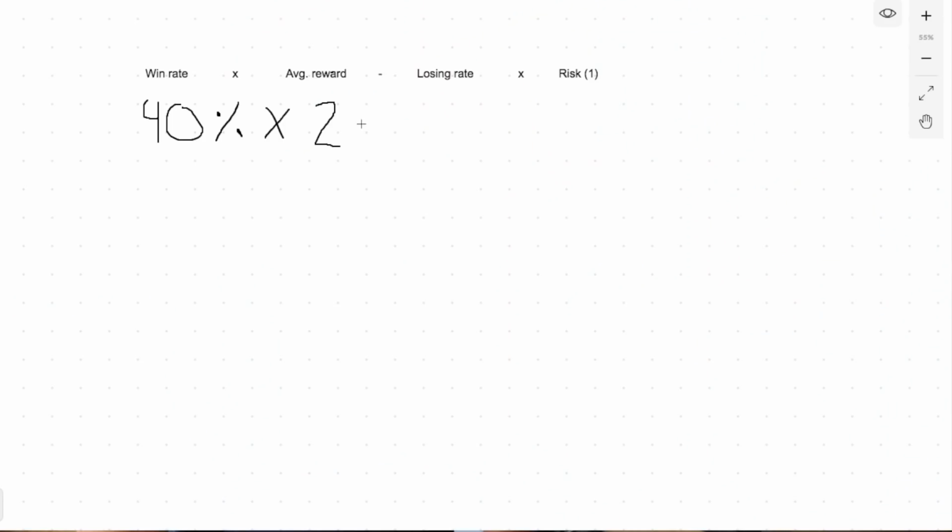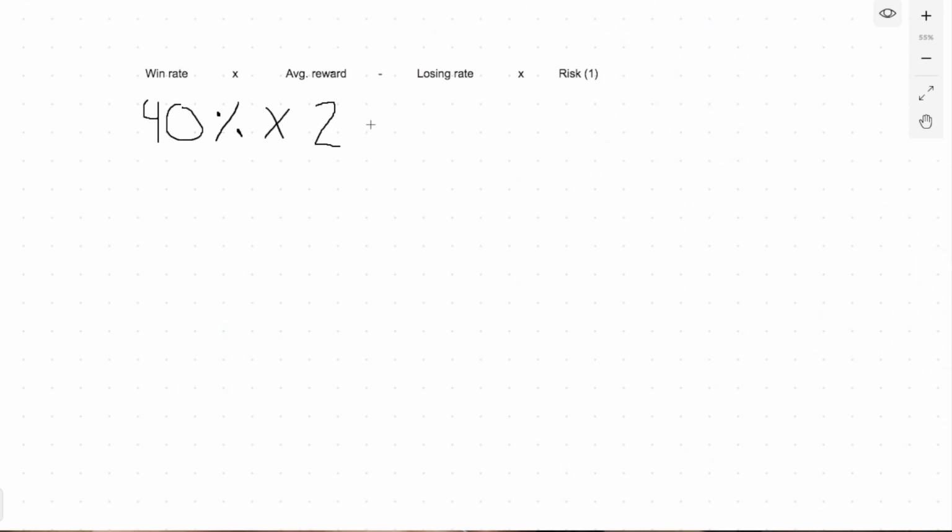Now, if you want to know whether what you trade now is profitable, it's really simple. Do your win rate times your average reward. So let's say in my case it would be 40% times 2, because I get 2 to 1 of reward to risk on my trade on average. And then do that number minus your losing rate times the risk. So in that case it would be 60% times 1. In that case, you end up with 0.2 at the end. So that's a profitable strategy.